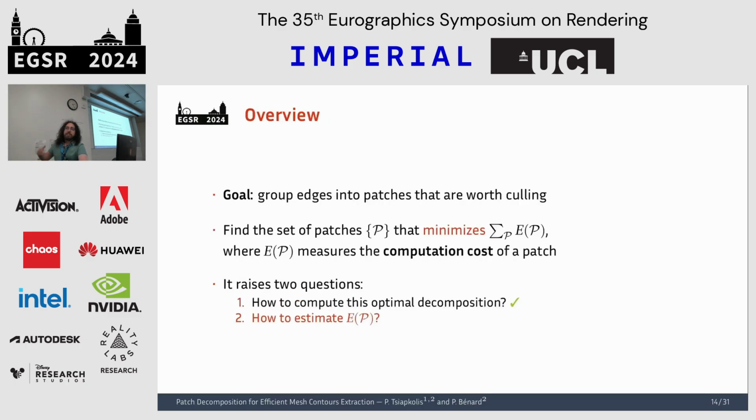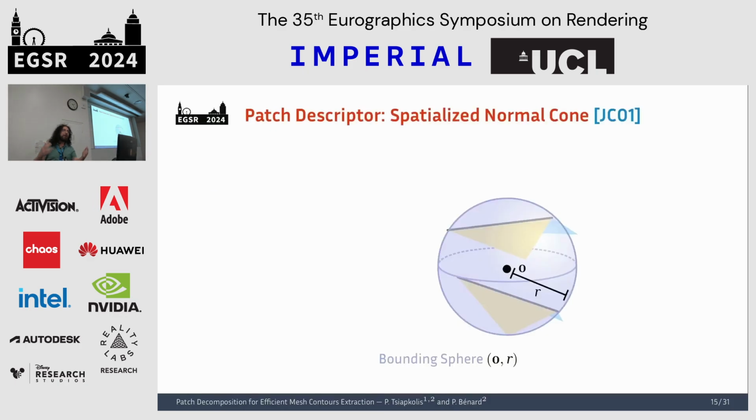So we saw how we make the decomposition. Now let's get into the mathematical part. How can we estimate the computation cost? Let's first take a look at our data structure.